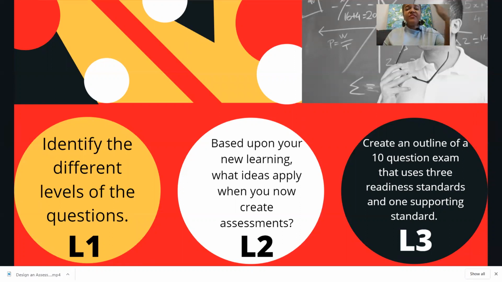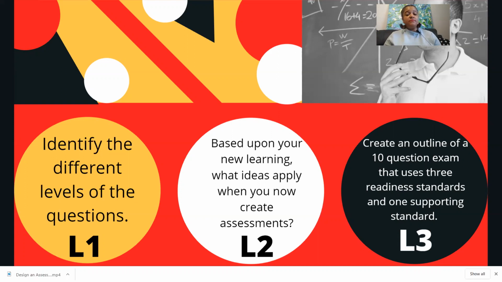You didn't have to create. You didn't have to analyze. You didn't have to apply. You really just had to remember and write. Well, now we move to this level 2 question. Based upon your new learning, what ideas apply when you now create assessments? You should be thinking, because what's happening now is you're going back to your new learning. And what ideas apply now when you create assessments? Now you're thinking about the future and you're creating. So you're analyzing your answers, right?